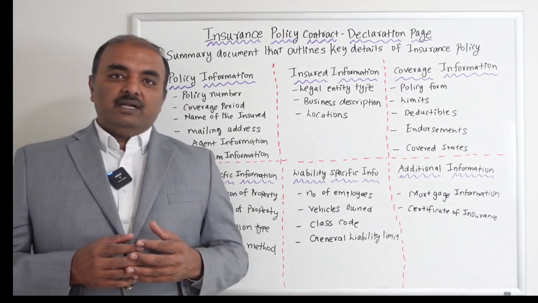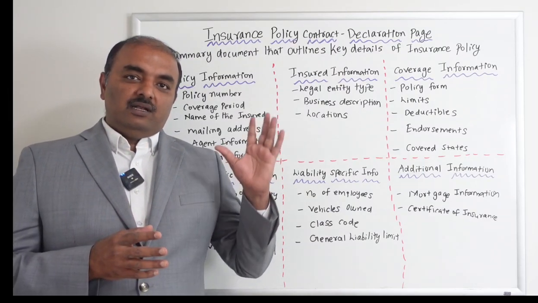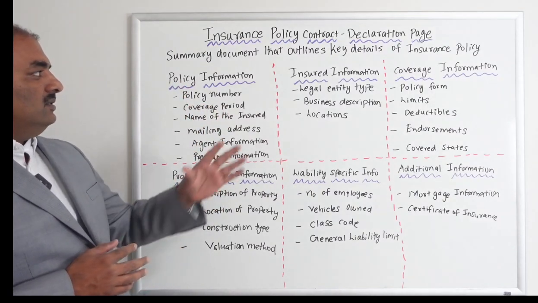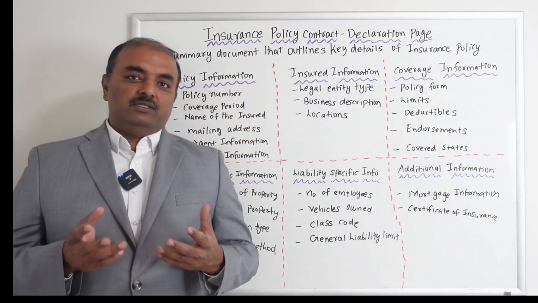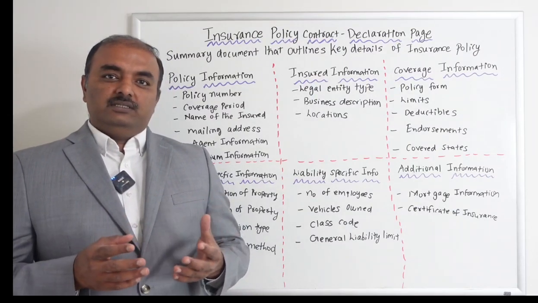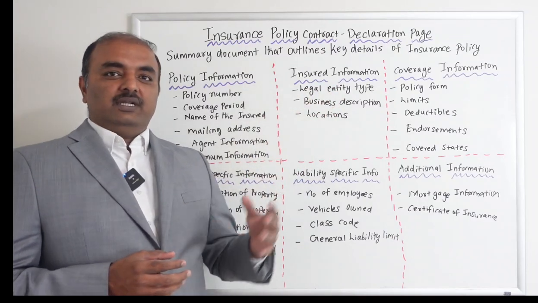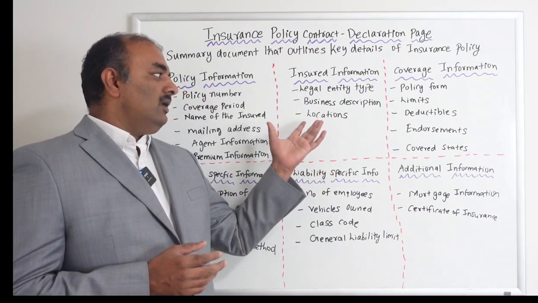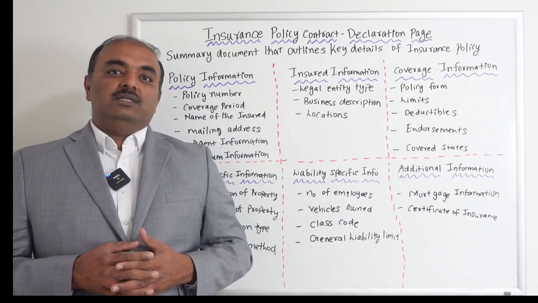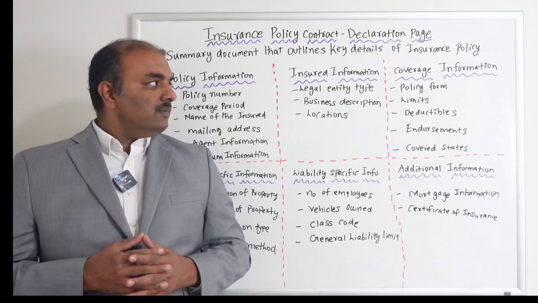Premium, very important, right? How much is the premium, how much are the taxes, how much is the fee, etc. will be clearly documented in the policy information section. The next one is insured information. If you take commercial insurance, there can be multiple types of companies, like a corporation or sole proprietor. So it will have what kind of company it is, or the description: what kind of business they do, and their locations. Most of you know, for property policies we need to capture the location so that if something happens to the location, it will be covered.